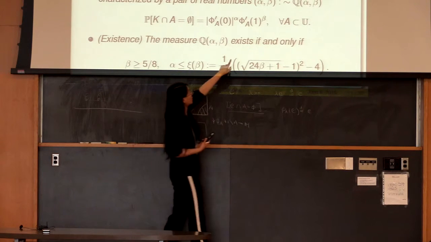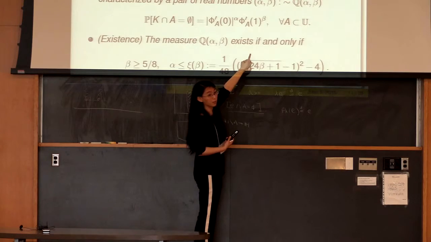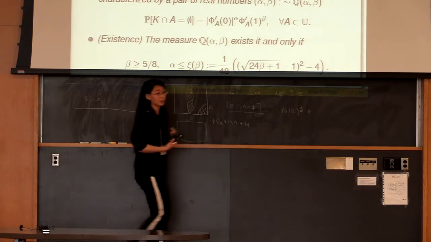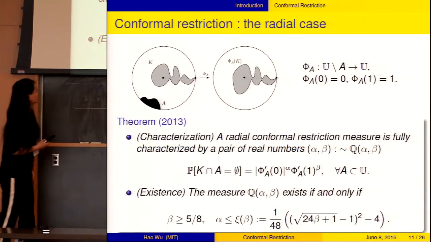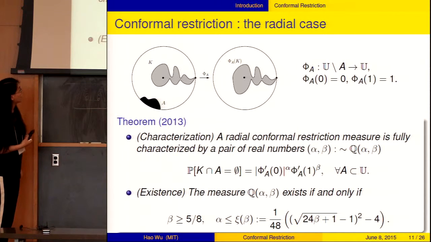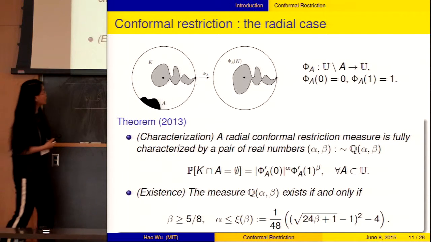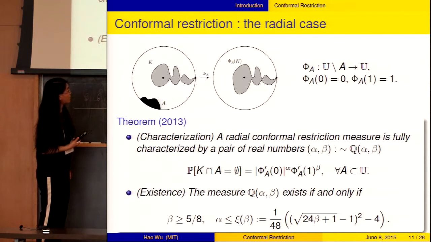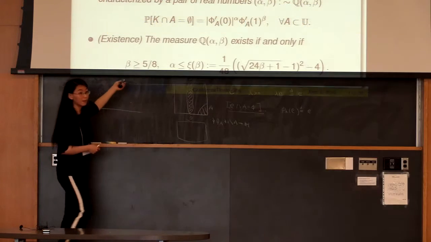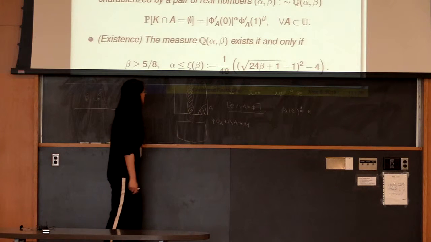Here, this beta I would call the boundary exponent. Alpha is the interior exponent. So this is the first part, characterization. The second part, existence. This measure with parameters alpha and beta exists if and only if there's a lower bound for beta and there's an upper bound for alpha.